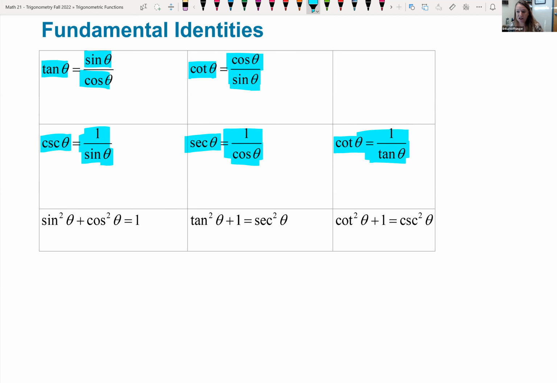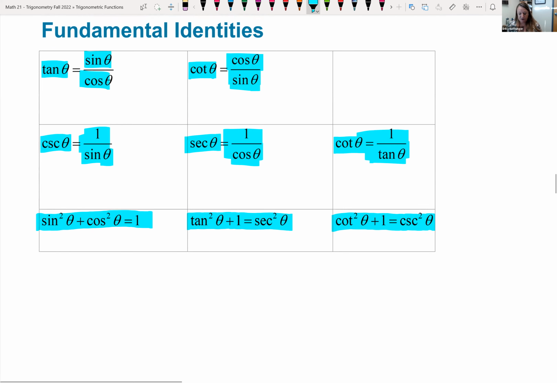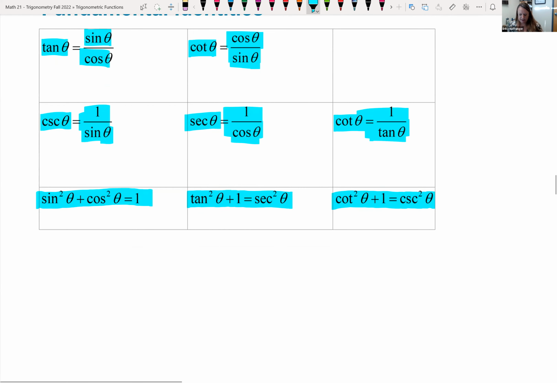So we have our quotient identities, we have our reciprocal identities, and now we have our Pythagorean trigonometric identities. Sine squared theta plus cosine squared theta equals 1, tangent squared theta plus 1 equals secant squared theta, and cotangent squared theta plus 1 equals cosecant squared theta. So let's look at a couple examples that use these Pythagorean trigonometric identities or some of these fundamental identities.